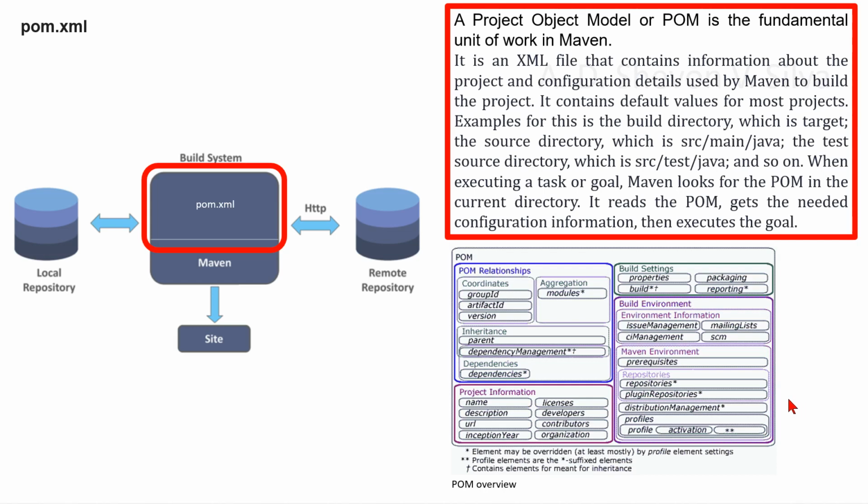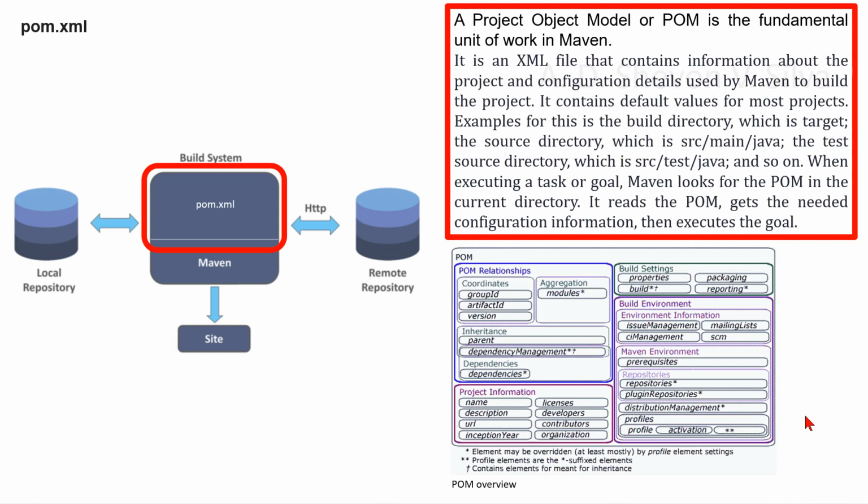We have established that the POM describes and declares, that it is unlike Ant or Make in that it doesn't provide explicit instructions, and we have noted that POM concepts are not specific to Java. Here you can see the project object model overview. POM contains four categories of description and configuration.